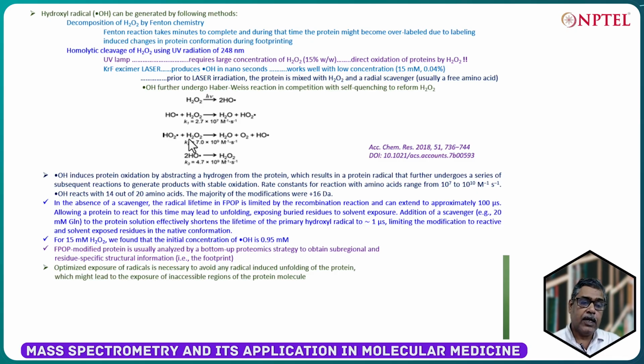0.95 millimolar. Now, FPOP modified proteins can usually be analyzed by a bottom-up proteomics approach to obtain subregional, residue-specific structural information, that is footprinting. And this is where it differs from HDX, because in HDX labeling is done by the replacement of hydrogen by deuterium, and that labeling is not very stable.